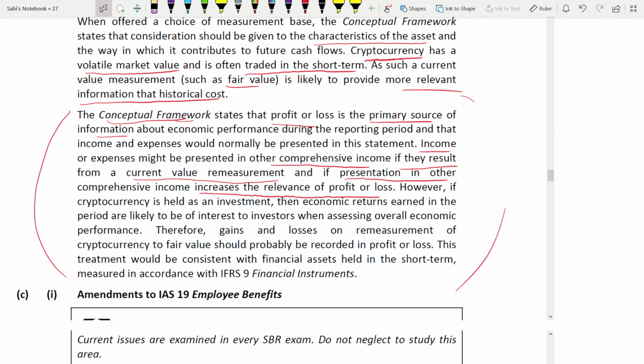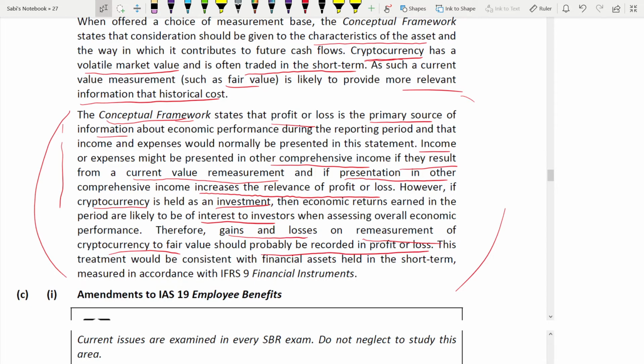But all of that was general up to this much. Now we are referring this to cryptocurrency: how should it be recognized, in profit or loss or OCI? If cryptocurrency is held as an investment, then economic returns earned in the period are likely to be of interest to the investors. If you're holding this as an investment, investors want to know the return. Therefore, when assessing the overall economic performance, gains and losses on remeasurement of the cryptocurrency to fair value should probably be recorded in profit and loss.